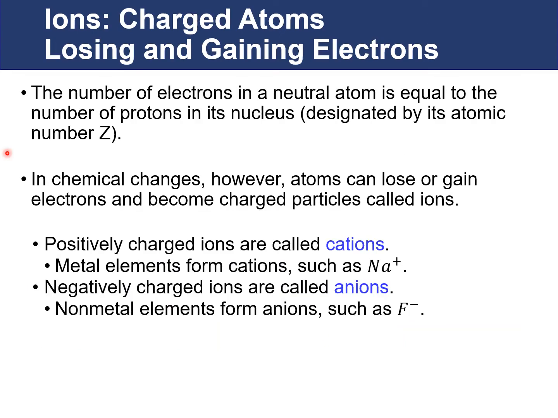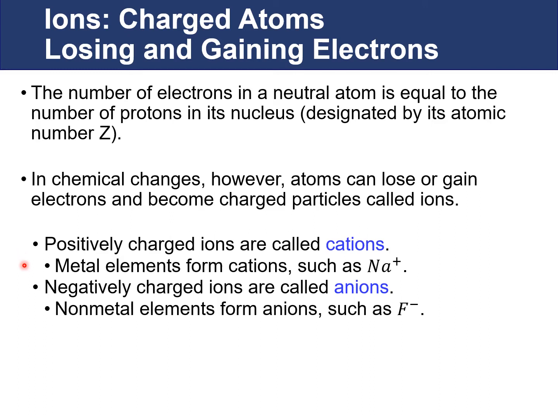Up until now, most of the discussion of our isotopes has focused on the number of protons and neutrons, but there is our third subatomic particle, the number of electrons. The number of electrons in a neutral atom is equal to the number of protons in its nucleus, and this will be designated by its atomic number Z, which in our shorthand representation is found in the bottom left. In a lot of chemical changes, however, atoms can lose or gain electrons and become charged particles, which we will call ions. Positively charged ions are called cations.